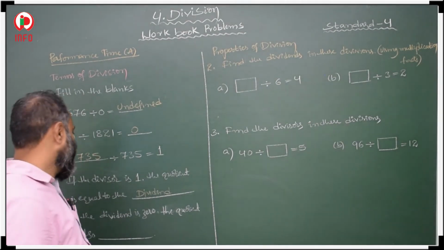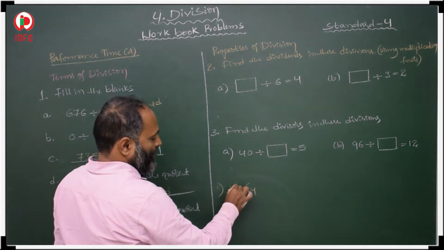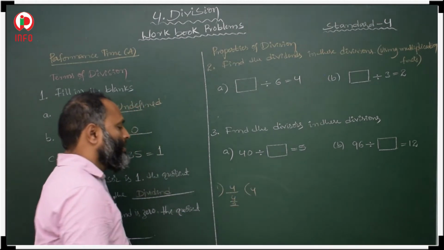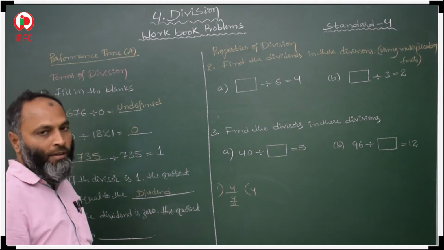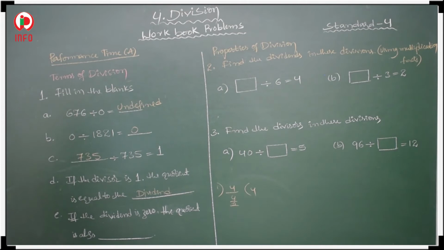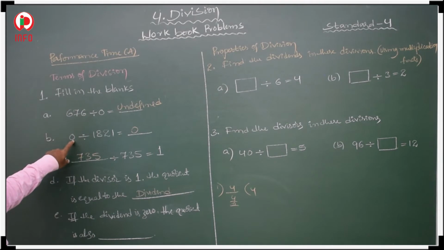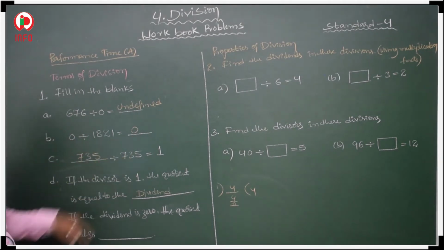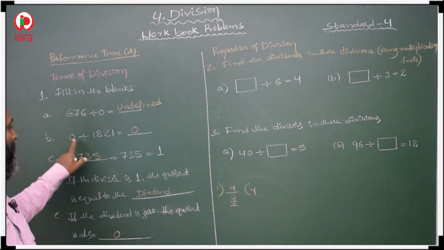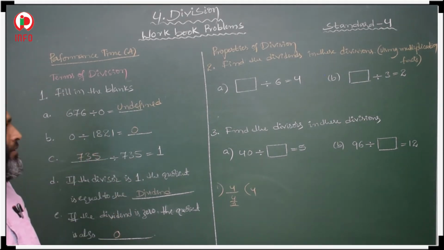Okay. How is it? Here the divisor is 1. 1 divided into any number, suppose 4 is there. 1 4 is 4, then only we will get 4. So the dividend is equal to 4. The quotient is equal to the dividend. If the dividend is 0, then the quotient is also 0.